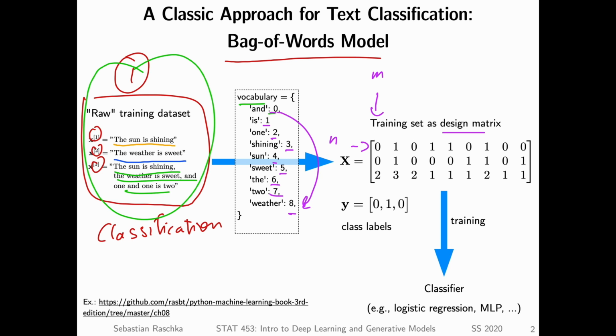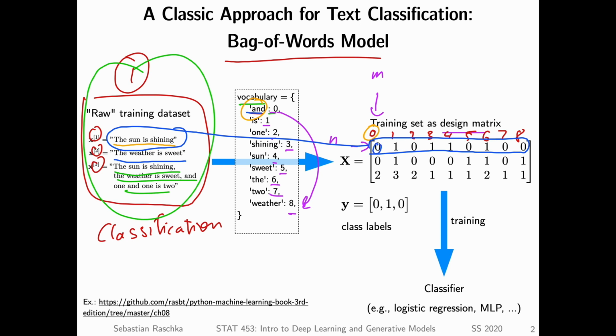So let me use the actual index positions. So this is the index position 0, 1, 2, 3, 4, 5, 6, 7, 8. And what I'm doing now is I'm looking up for each index position what word it is. For example, for the first one, it's "and", and then for each training example, I look how often the word occurs in the training example. So if I take my first training example, this one here, this corresponds to this one here. I look, okay, does this training example contain the word "and"? No, it doesn't, so I put a 0 here.